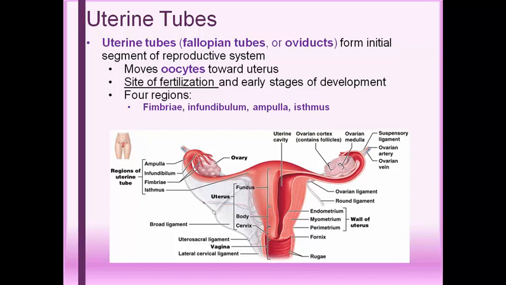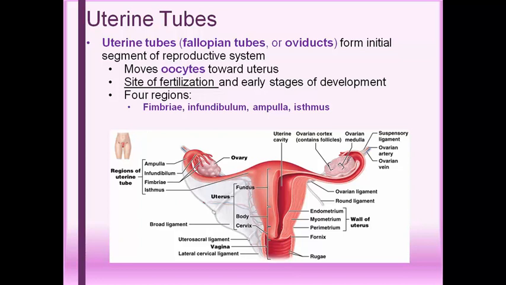The uterine tubes, also known as fallopian tubes, also known as oviduct, so any term there, are the initial part of the reproductive system because the oocytes have to move through the uterine tubes toward the uterus. We know also that the uterine tube is the site of fertilization. Those first couple of hours, the first couple of days of development of the embryo, it all occurs within the uterine tubes or fallopian tubes.